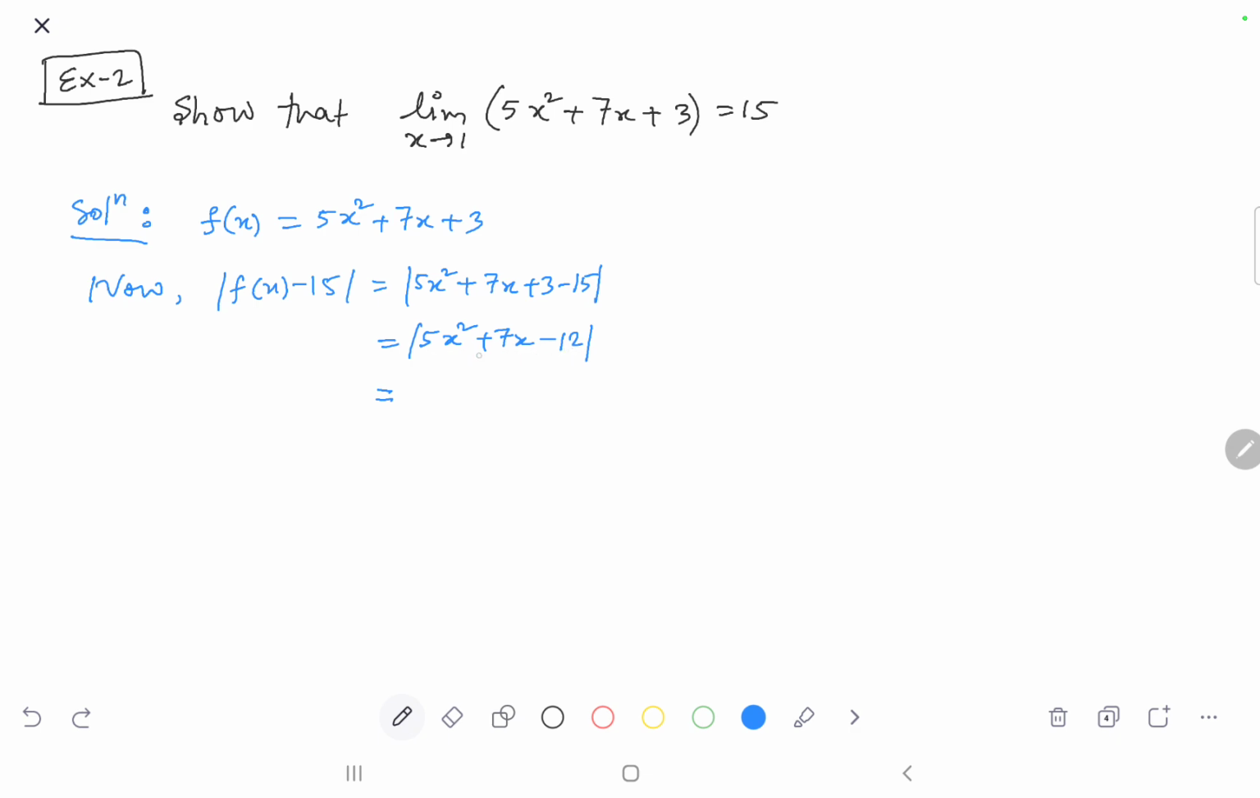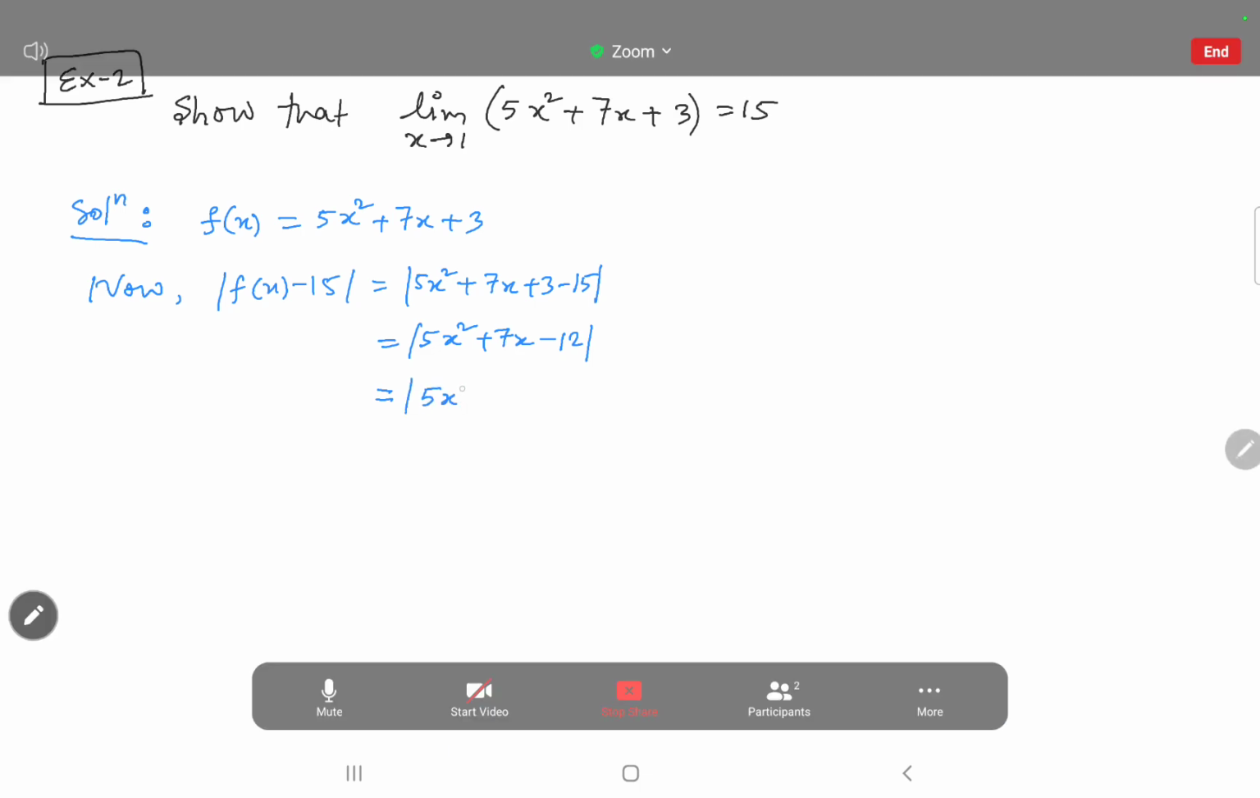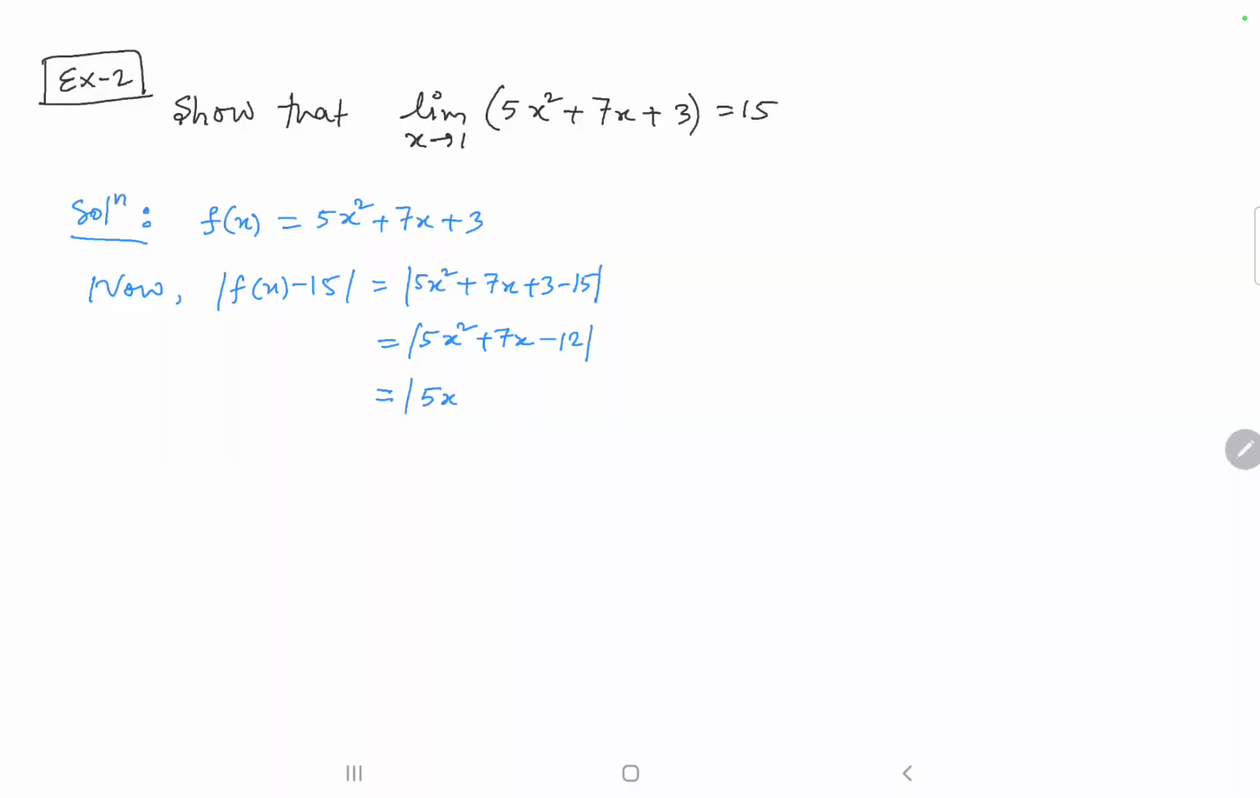Now this one, we split the middle term, right? So we factor it into two linear factors. So how do we do that? 5 into 12, 60. It's like 5x plus 12 and then x minus 1. That is fine. So that is okay.